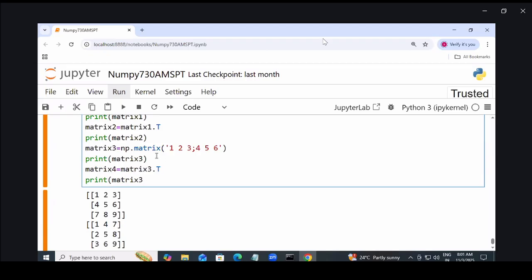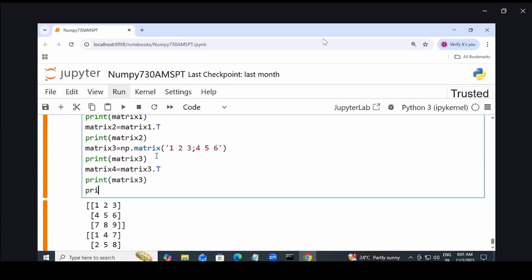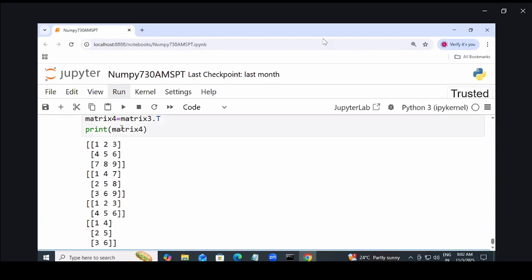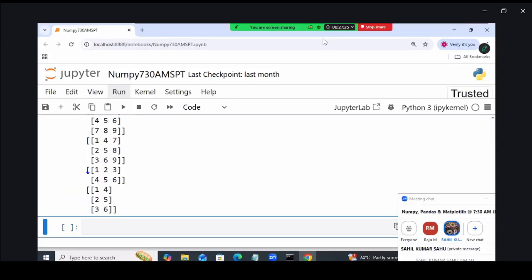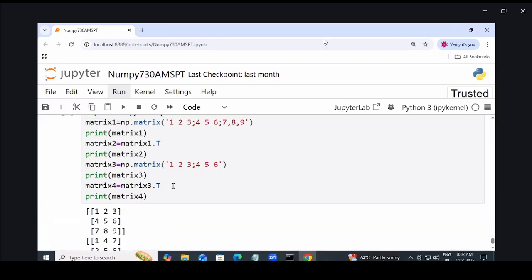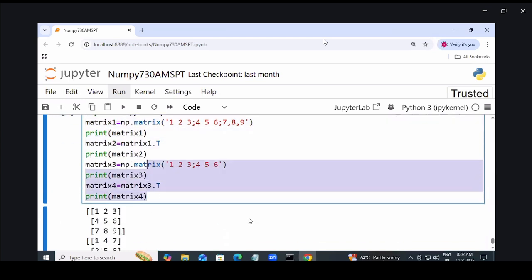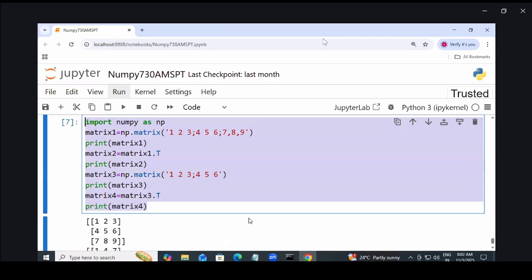So matrix 3, and there is one more matrix called matrix 4. Here matrix 4 is the transpose of which one? Matrix 3. If you see this matrix, this is nothing but 1, 2, 3, and this is nothing but 4, 5, 6. So you can find the transpose of the matrix by just using one attribute called T. T is an attribute that returns the transpose of the matrix.